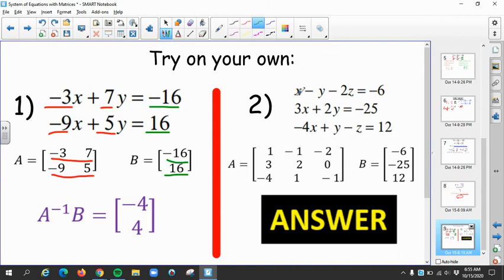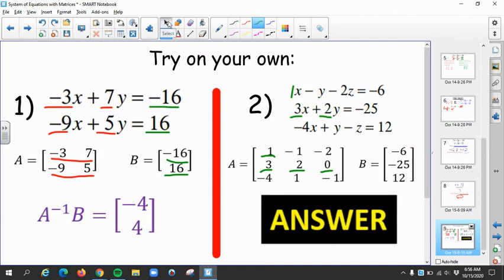anytime you have a letter with no number in front, it's an understood 1. So all of these numbers, that's where the 1 is going to come from. Notice in this second equation, 3 is your X, that's where the 3 is. 2 is your Y, that's where the 2 comes from. There is no Z. So no Z means a Z value of 0, which is where the 0 comes from there. Your column matrix is listed over here on the right-hand side of your equation, -6, -25, and +12.